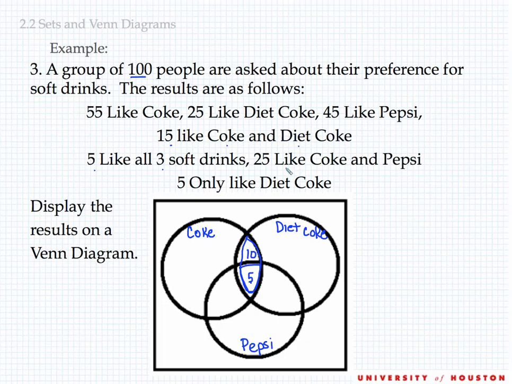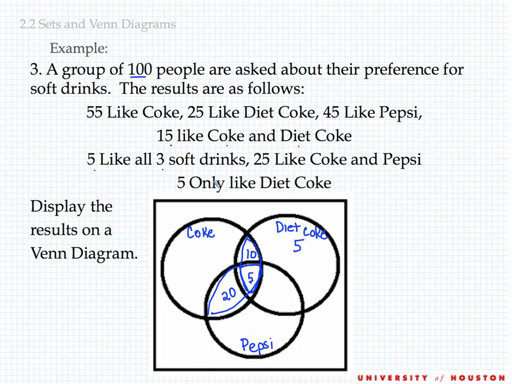25 like Coke and Pepsi. Coke and Pepsi is this region right here. We already have 5 in that region, so we need 20 to make the 25 total. 5 only like Diet Coke and nothing else. That goes out here in the Diet Coke circle where it doesn't cross anything else.